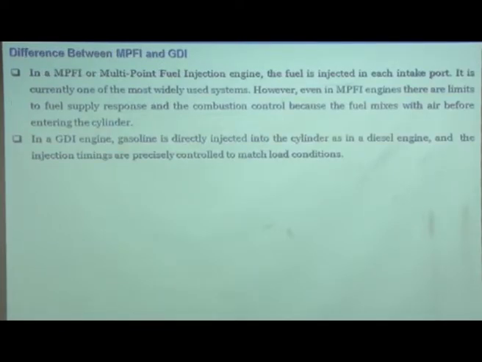Okay, so the major objective of the GDI engine is ultra low fuel consumption, even lower than a diesel engine, and superior power output than a conventional MPFI engine. The major difference between GDI and MPFI is that in multi-point fuel injection, fuel is injected in each intake port. It is currently one of the most widely used systems. Most gasoline engines use PFI.